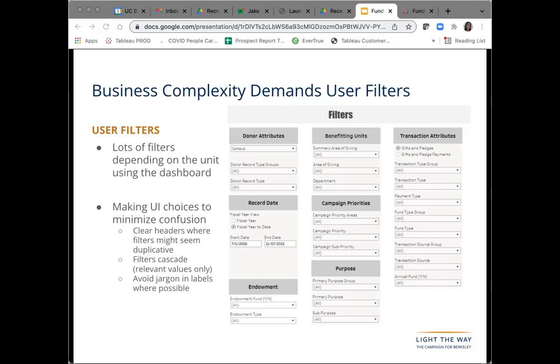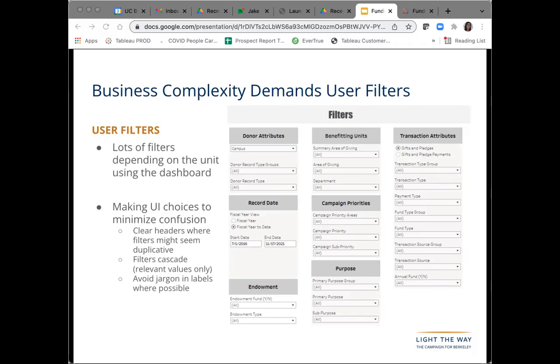And that helps a lot with clarity, especially when the user doesn't know what it is they're looking for. Where does psychology fit? Is it at the area of giving level? Is it the department? I'm not sure. So hopefully they can cascade down and do that sort of thing.